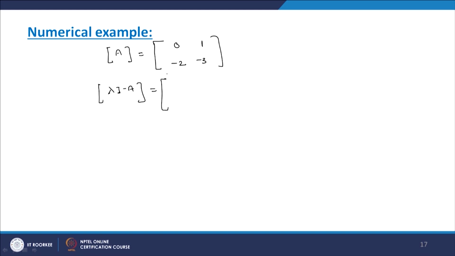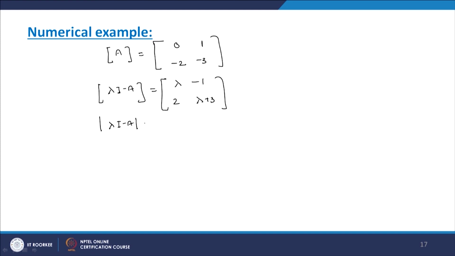Lambda I minus A, where I is the identity matrix. Here, after replacing the identity matrix and lambda, we get lambda minus 1, 2, lambda plus 3. Now what is the next step? Now we have to take the determinant of this matrix.